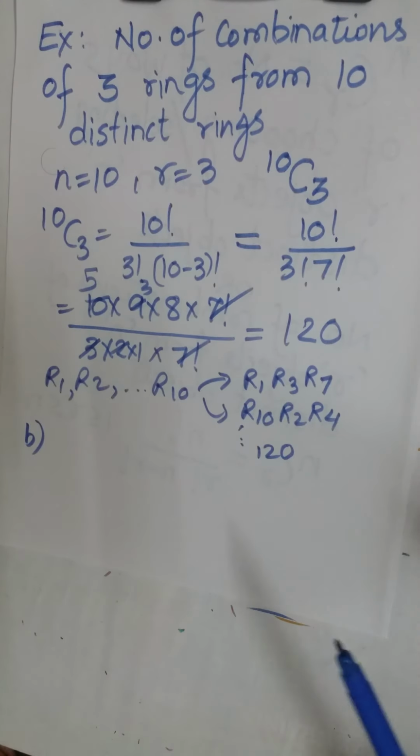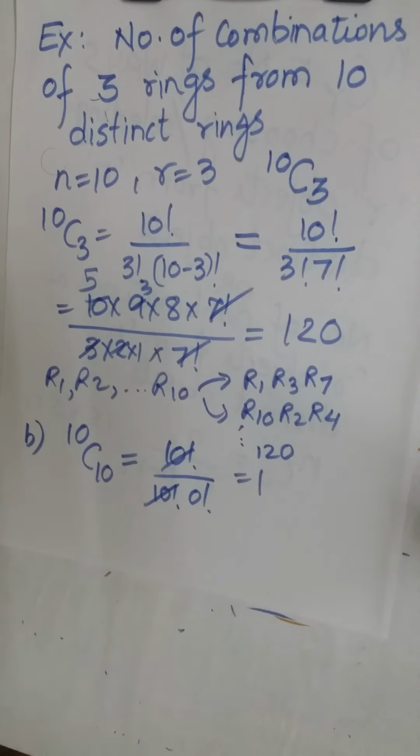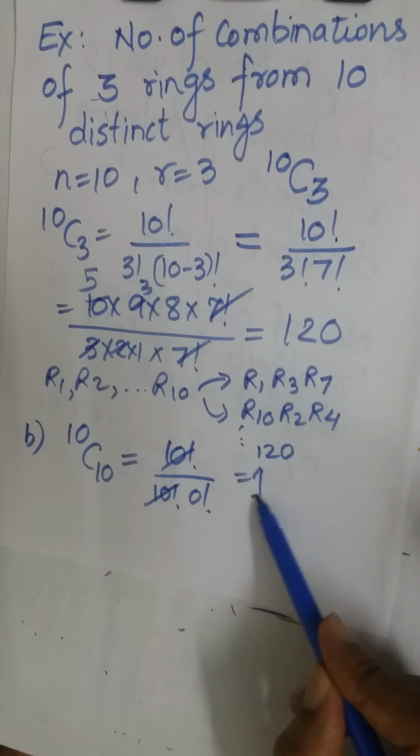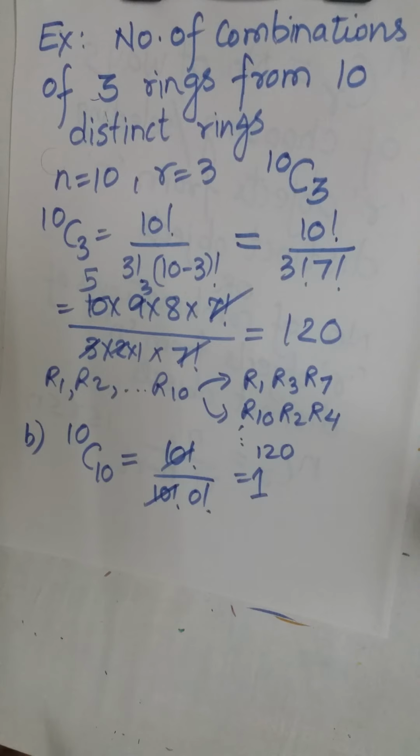In the same question, if we ask for the number of combinations of rings, but instead of 3, all the 10 rings at a time from 10 distinct rings, what answer will we get? Yes, we may say 10C10, which calculates as 10 factorial by 10 factorial. 0 factorial is defined as 1, so the answer is 1. Or directly, without using the formula, we can say that if all 10 rings instead of 3 are taken at a time, there is only one way, isn't it?